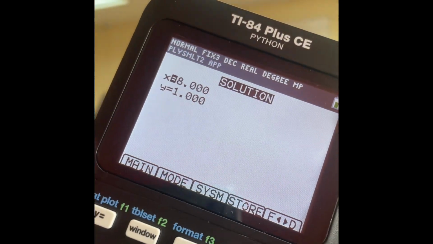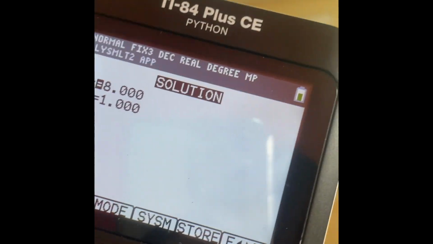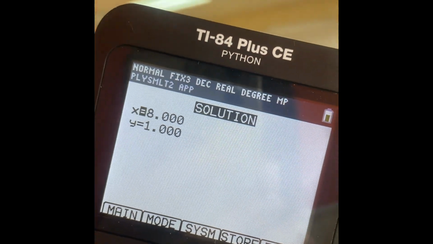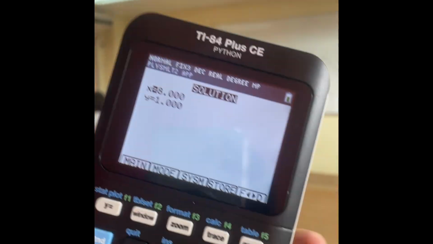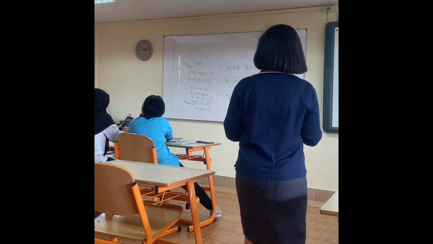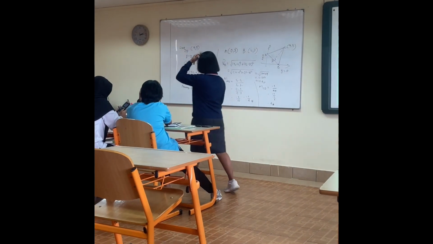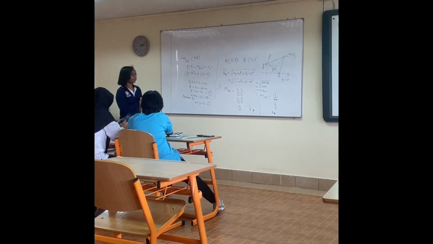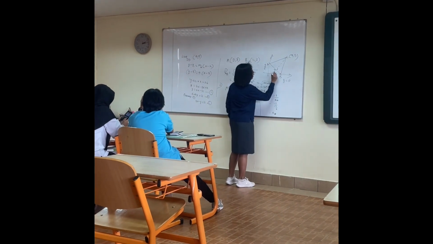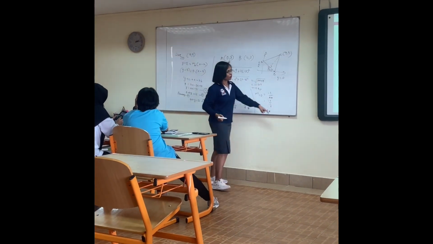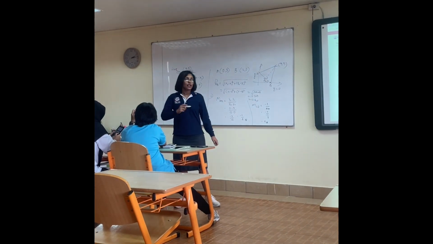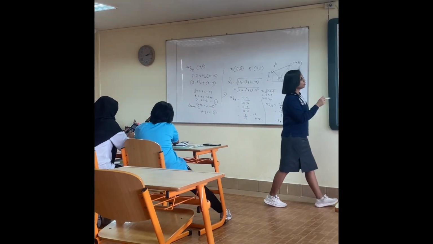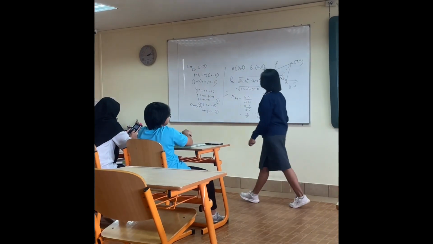So see, your answer is like this. How much did you get? 8 and 1, right? Everybody got 8 and 1, right? Yes, very good. So our point D is 8 and 1. What is the coordinate of D? 8 and 1. Now if you have 2 points, how can you calculate the length?